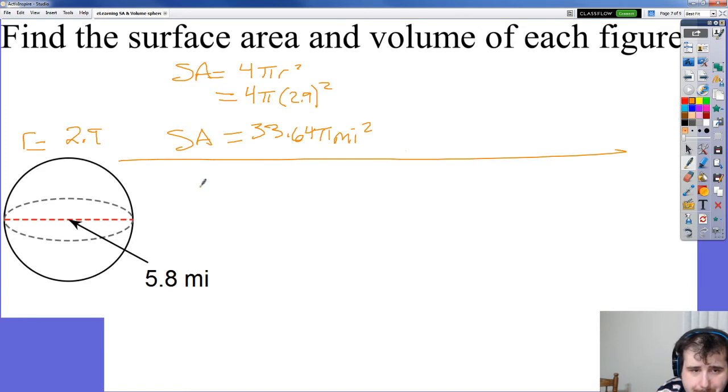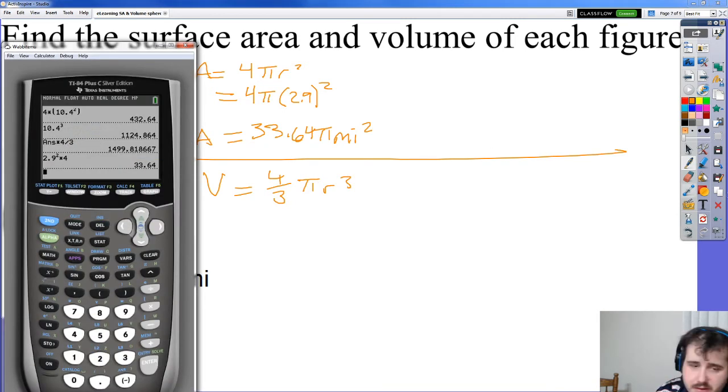Volume, same thing. We've got our radius already. 4/3 pi r cubed. So we're going to do that in the calculator there. 2.9 is our radius cubed times 4 divided by 3. This, 3.25186 repeating. Pi.